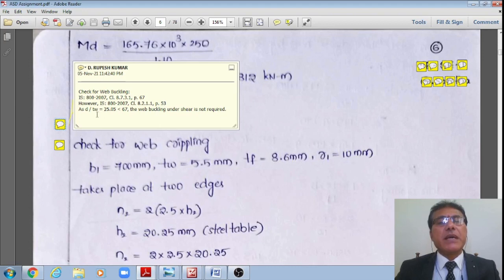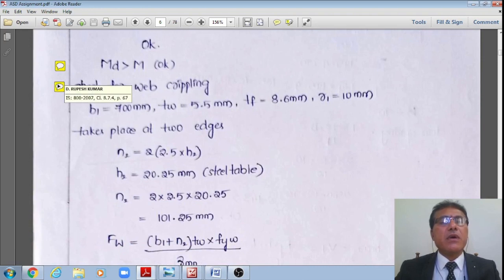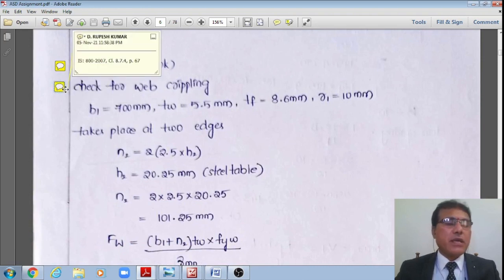Also, because here d by tw is 25.05, which is less than 67, the check for web buckling under shear is not required. That is also concluded, and the check for web buckling is over now.